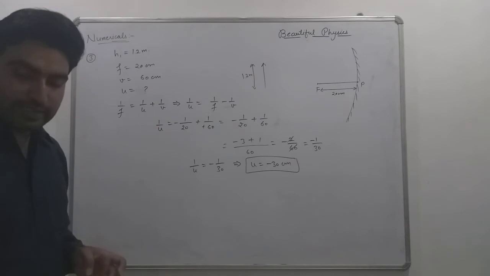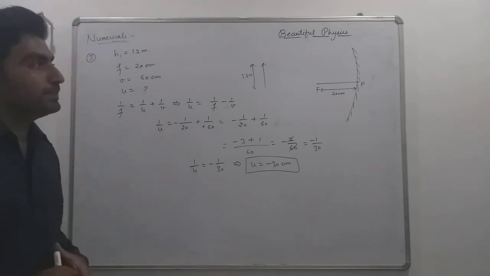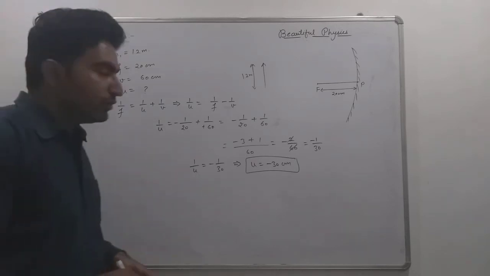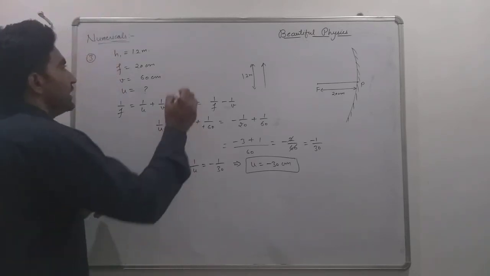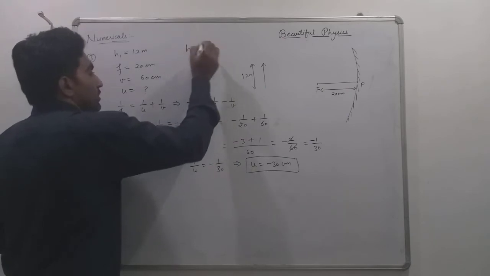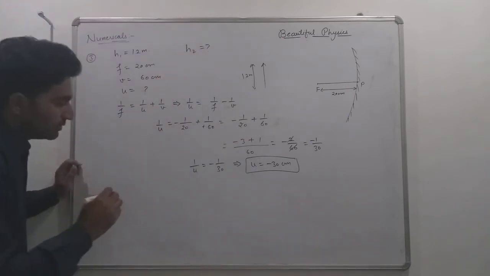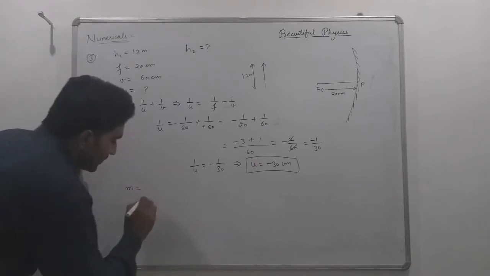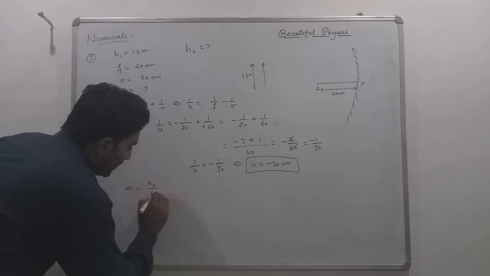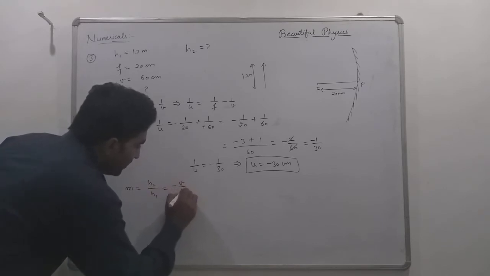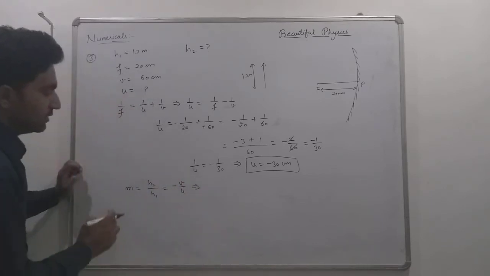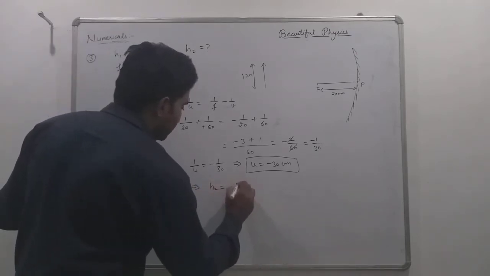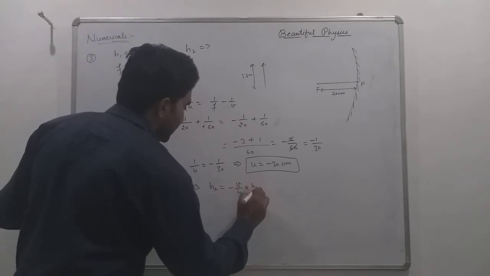And the next question in the same given data: what will be the height of the image formed? We have to find h2. So we will use again the same formula as we have used in the previous question. M will be equal to h2 by h1 and it will be equal to minus v by u. Let's put the values one by one, and h2 will be equal to minus v by u multiplied by h1.